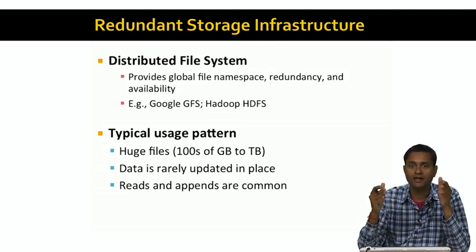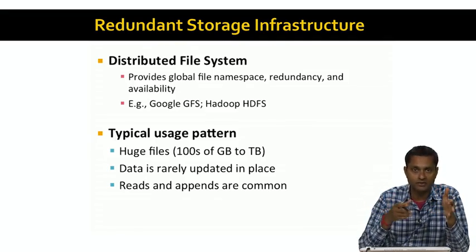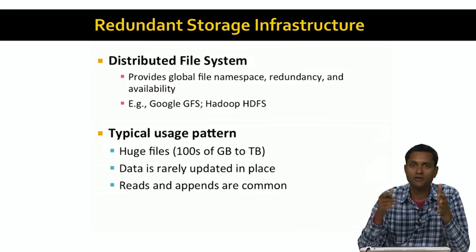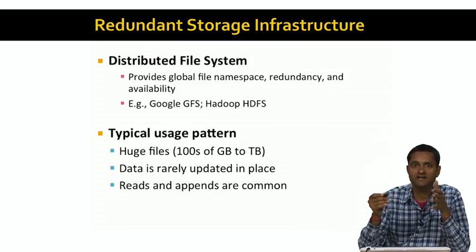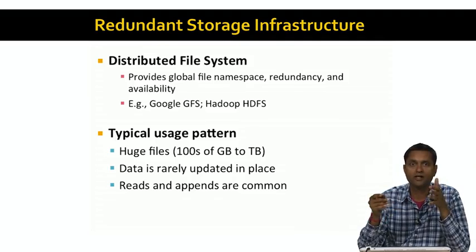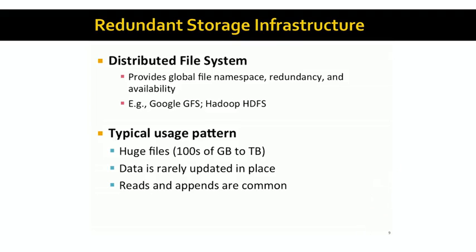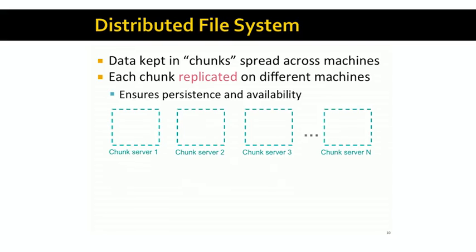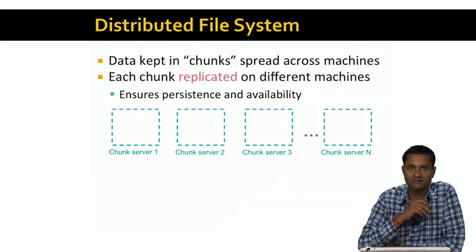For example, let's imagine the Google scenario once again. When Google encounters a new web page, it adds the web page to its repository. It doesn't ever go and update the content of a web page that it has already crawled. So a typical usage pattern consists of writing the data once, reading it multiple times, and appending to it occasionally. Let's go under the hood of a distributed file system and see how it actually works.